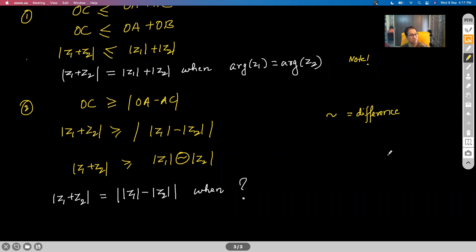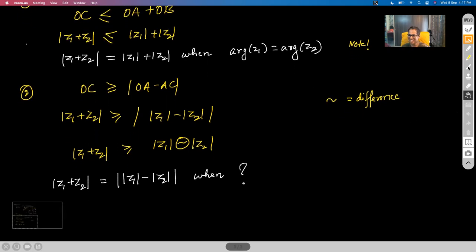Arguments are same, but opposite sign. Then how they are same? Nikhil, what? This is an oxymoron, yeah? Same, but different sign.